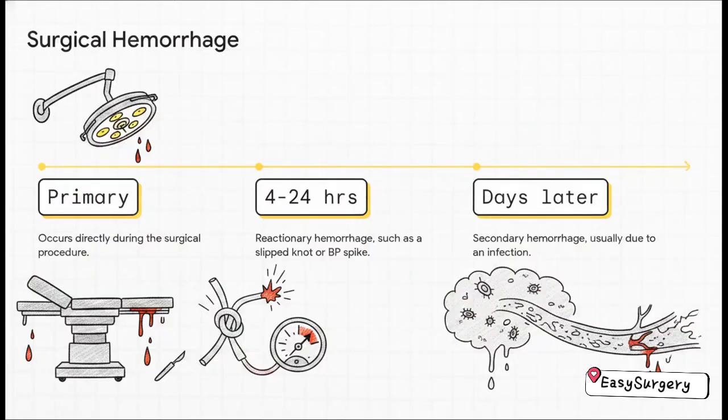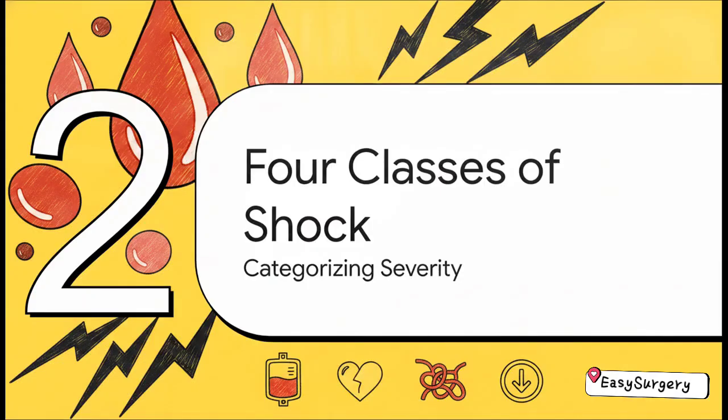Now, if hemorrhage happens around a surgical procedure, we actually classify it chronologically. Primary hemorrhage happens right there, on the table, during the procedure. Reactionary hemorrhage hits between 4 to 24 hours post-op. This is often because a surgical knot slipped, or maybe a blood pressure spike blew out a small vessel. And finally, secondary hemorrhage happens a few days later, typically because an infection caused the arterial wall to literally slough off. Moving right along to Section 2, the 4 classes of shock.